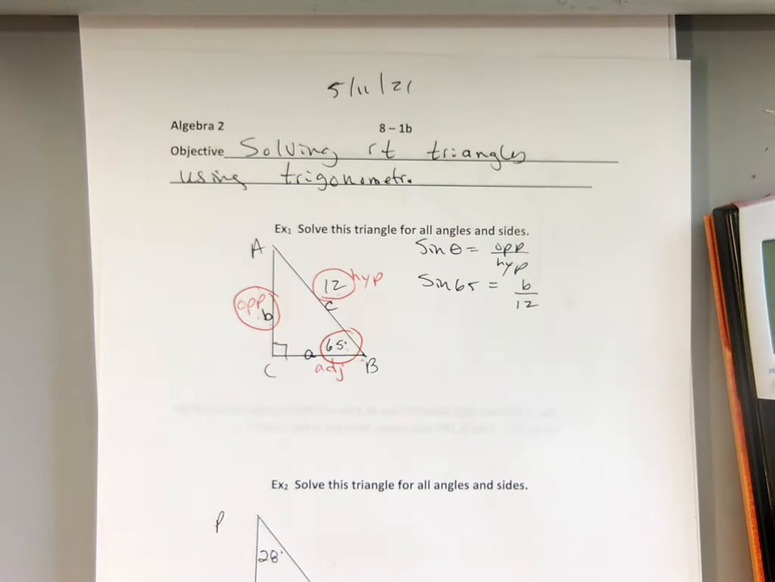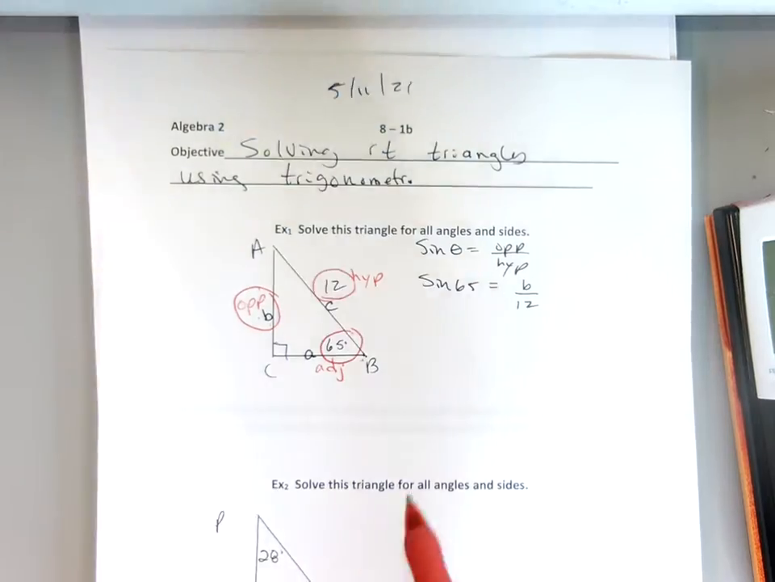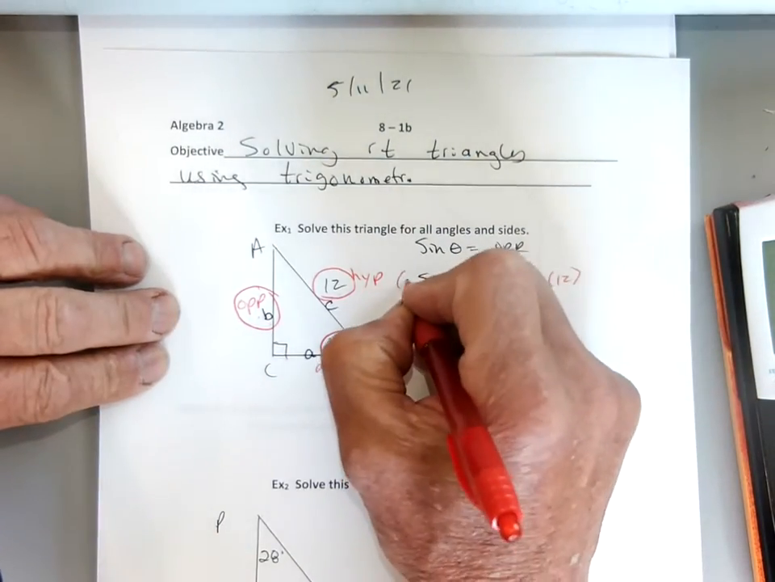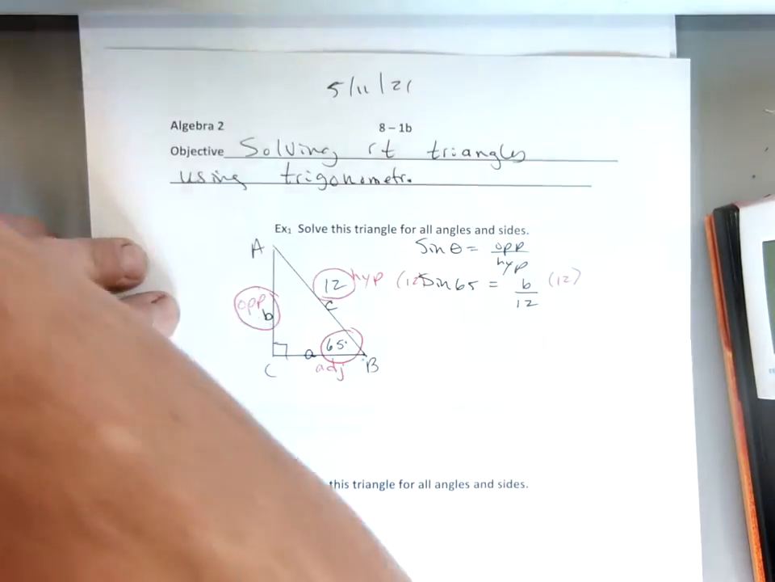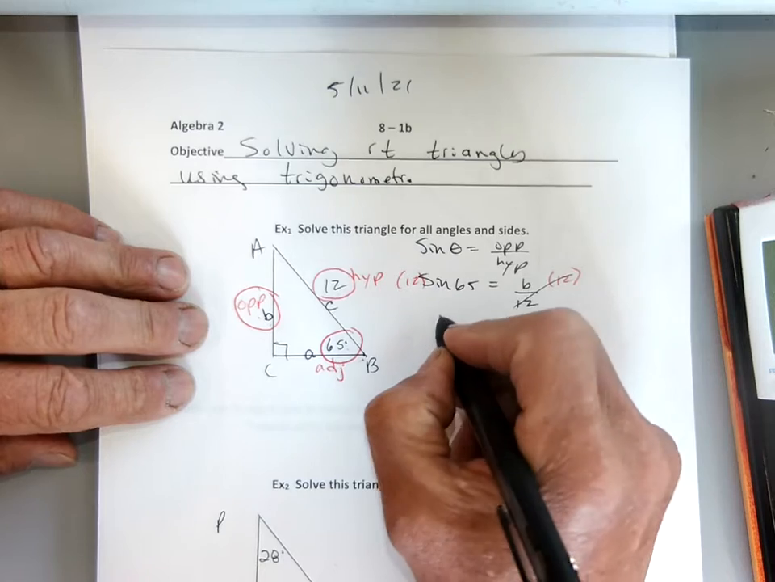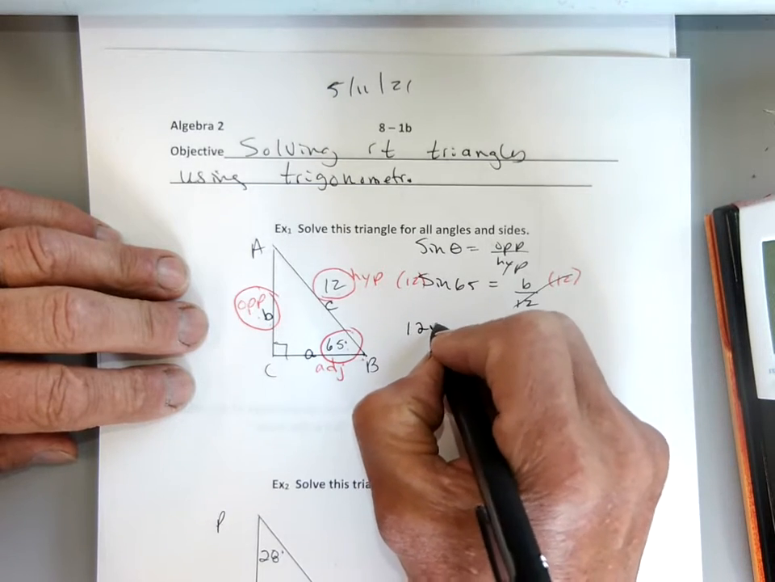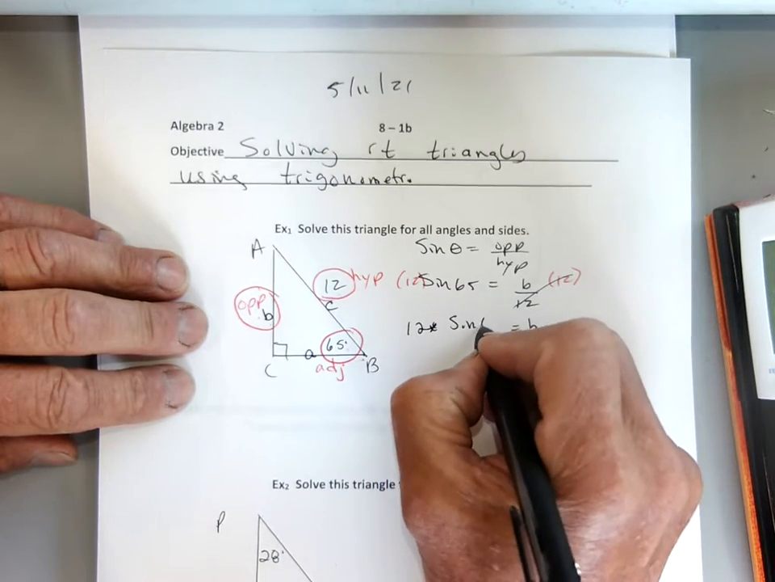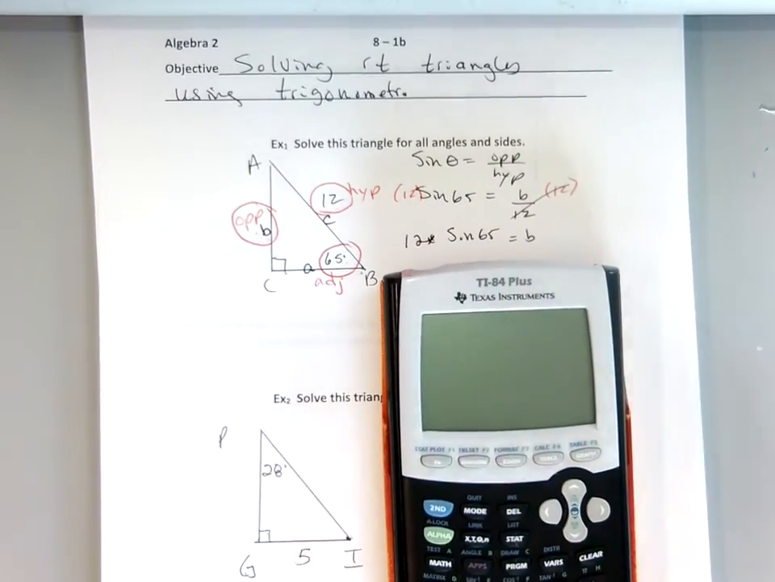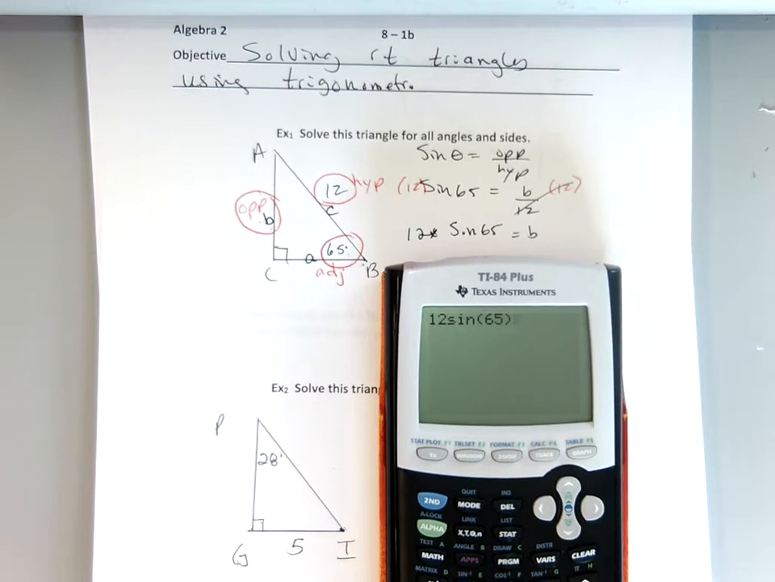I am going to multiply by 12, because that's how I solve it. Times by 12. And that way b is going to equal 12 times the sine of 65. Okay, so I want you to put that in your calculator when you get a calculator. All right, I can do this. I go 12 sine of 65. Okay, everybody type that in your calculator, just like that, okay?